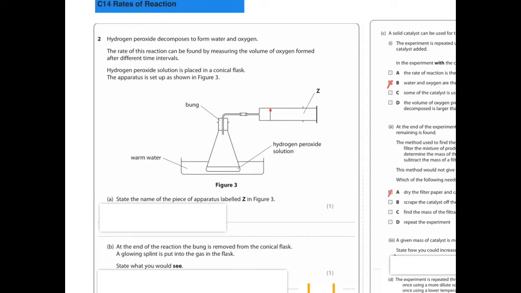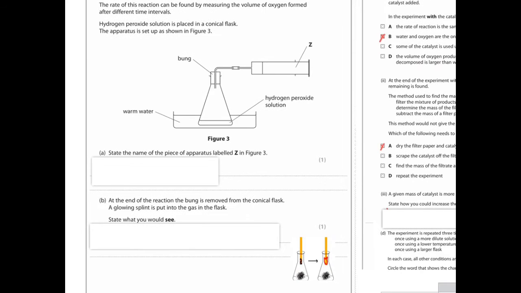And what happens is, as gas is produced, this plunger will automatically start to move backwards as it's pushed by the gas, and you can measure for example, every minute or every 10 seconds what volume of gas is produced because there's markings over here. So, state the name of the piece of apparatus labelled Z. Well, we now know it's called a gas syringe.